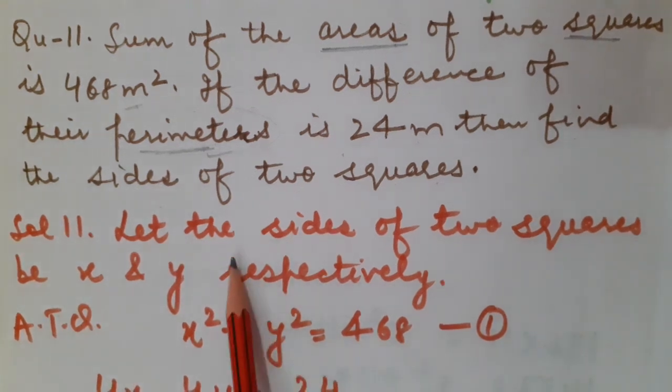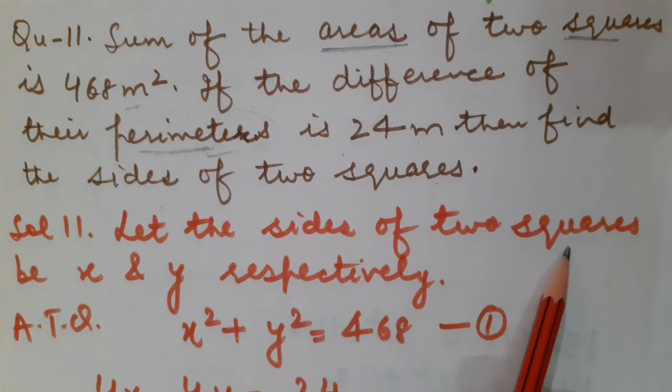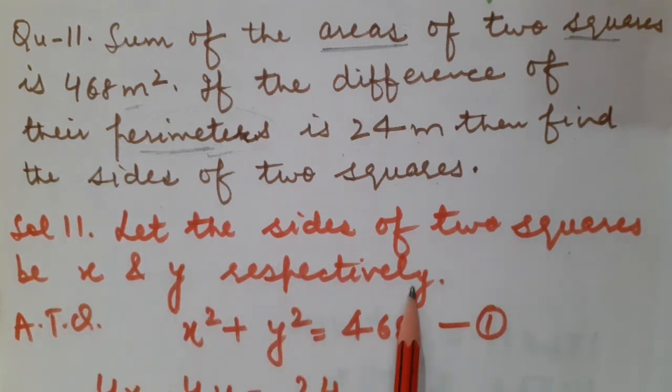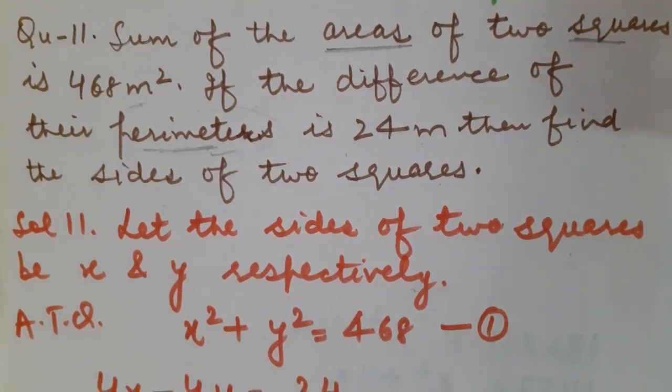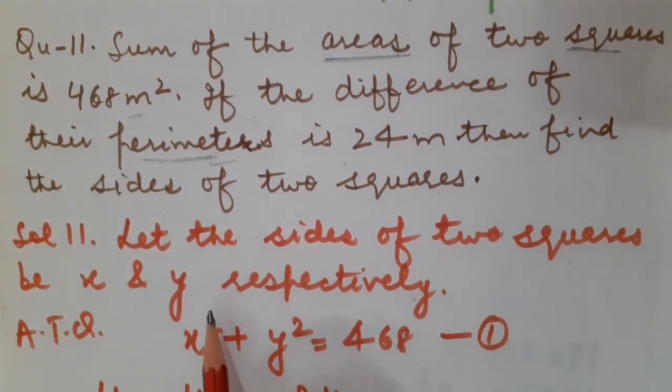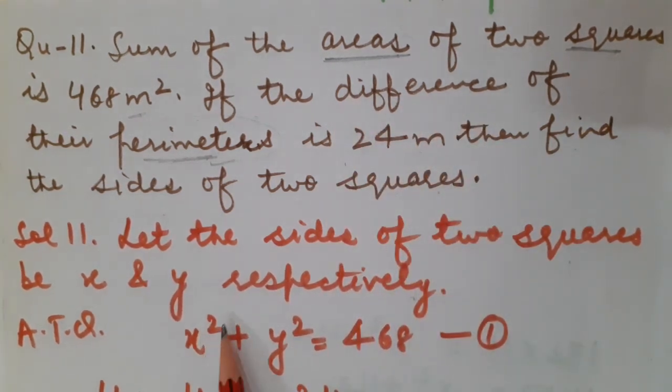So let us start doing it. How to start? Let the sides of two squares, because we are dealing with two squares, be x and y respectively. Children, basically I have to deal with one variable only in a quadratic equation. Fine. But initially I can consider two variables. There is no problem in doing that. But later on you have to convert it into one variable only. Fine. Now children, according to the question, the sum of the areas of two squares. So if side is x, then the area will be x square for the first square, and if side is y, then the area will be y square for the other square. Then their sum is equal to 468.